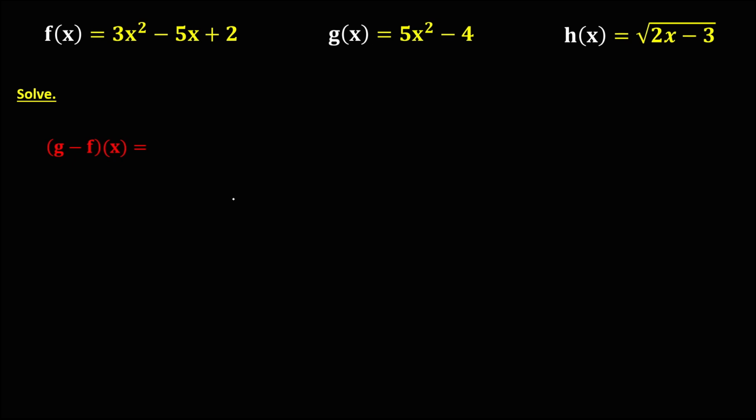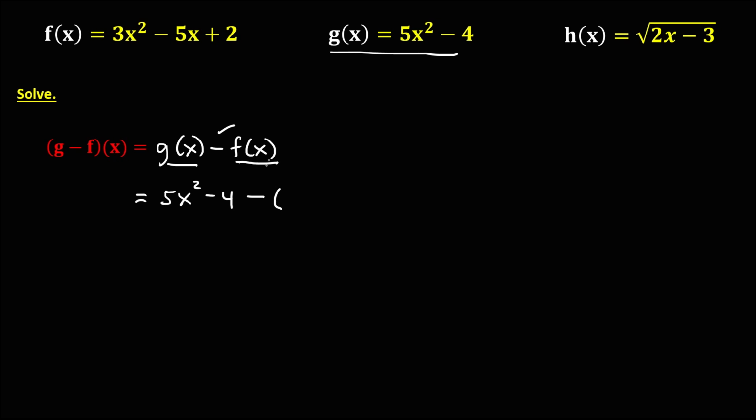Then for this function, this is equal to g of x minus f of x. Then substitute now the value for g of x. So we have 5x squared minus 4. Then minus, and since it's minus, we need to put the second function inside the parentheses. So f of x, this is 3x squared minus 5x plus 2.